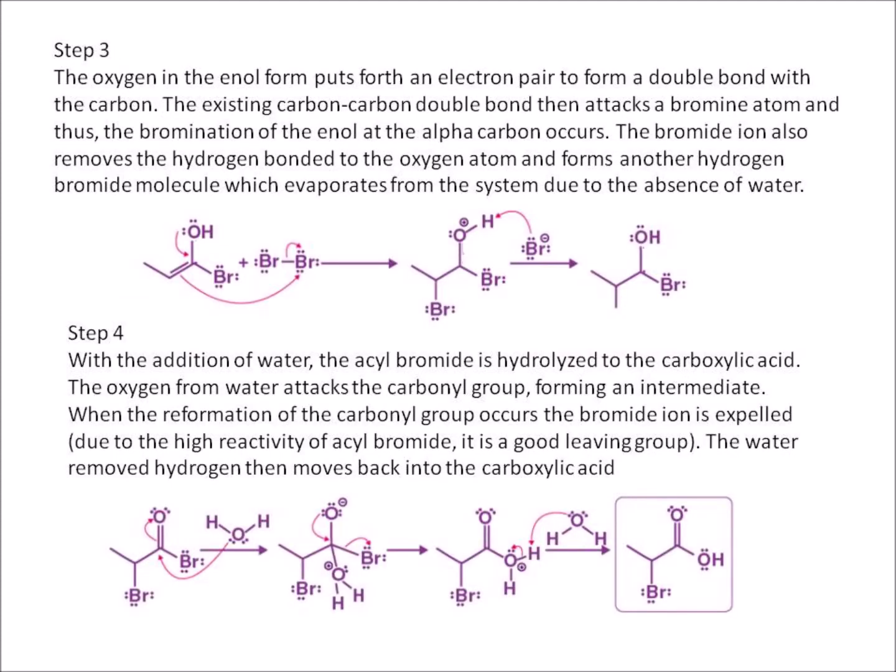In the third step, the oxygen in the enol form puts forth an electron pair to form a double bond with the carbon. The existing carbon-carbon double bond then attacks a bromine atom and thus the bromination of the enol at the alpha carbon occurs. The bromide ion also removes the hydrogen bonded to the oxygen atom and forms another hydrogen bromide molecule which evaporates from the system due to the absence of water.